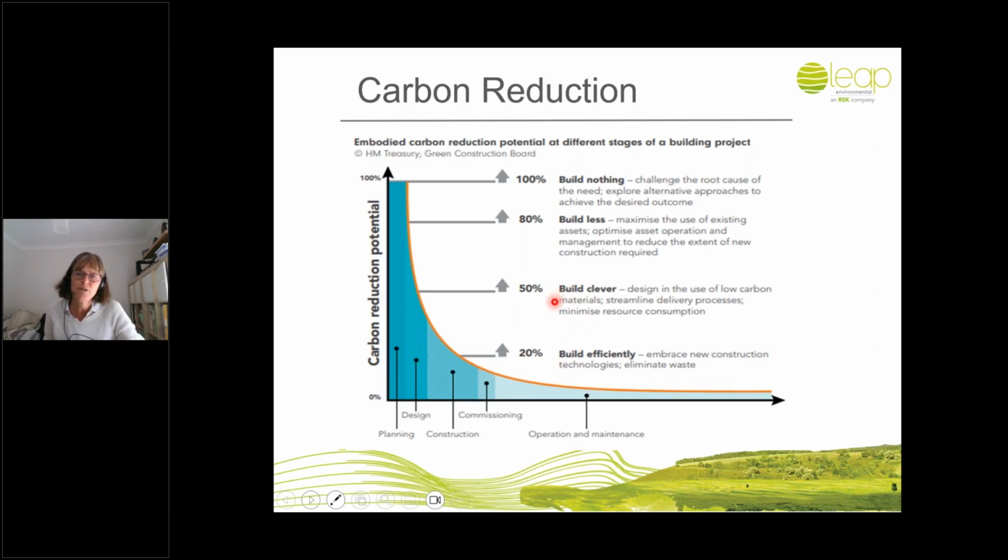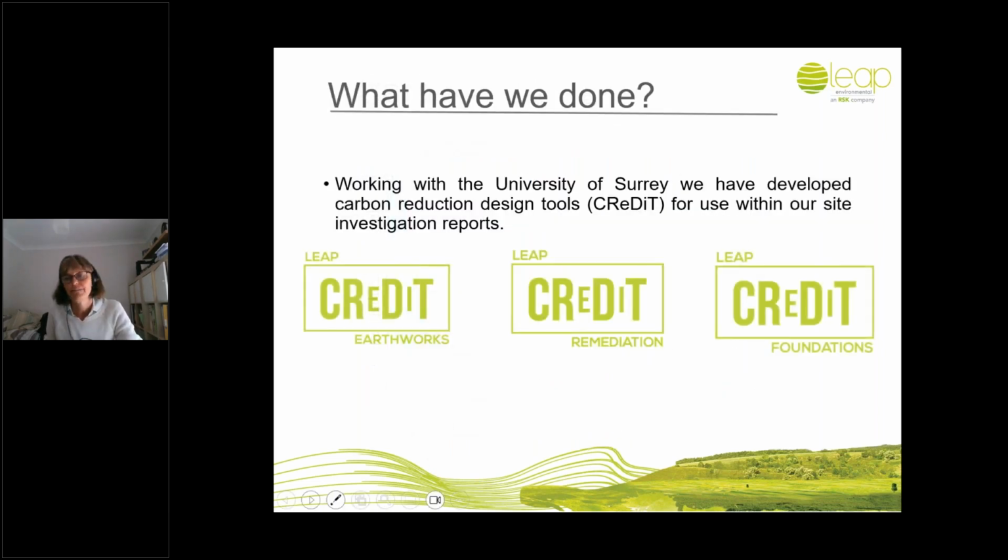We need to think about how can we do things better? How do we build cleverly, more efficiently? What can we do to improve how we actually construct things? And that's essentially where we're coming in from on this.